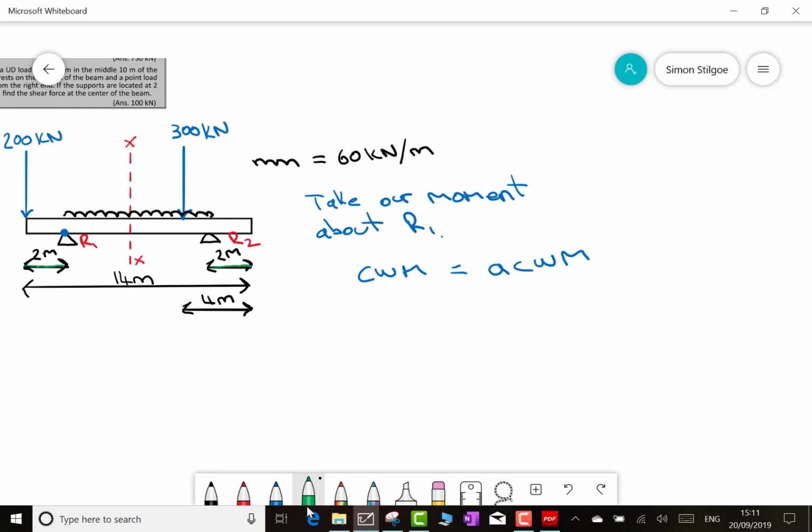The load over that is going to be 60 kilonewtons per meter over our 10 meters. So we multiply the force by the distance: my 60 kilonewtons per meter multiplied by the 10 meters that we found from the diagram. But now we've got to multiply it by our distance from the center of the section back to R1. What I mean by that is that the distributed load is over a 10 meter section, or in the middle 10 meters of the beam.